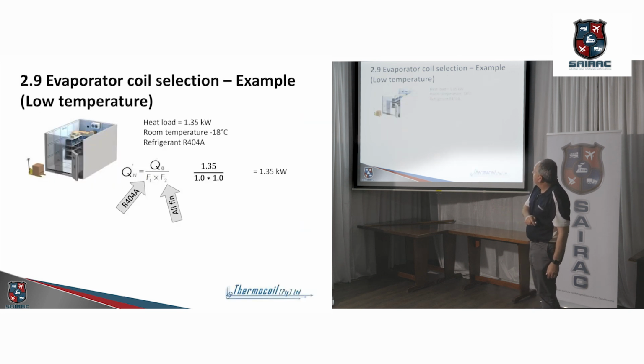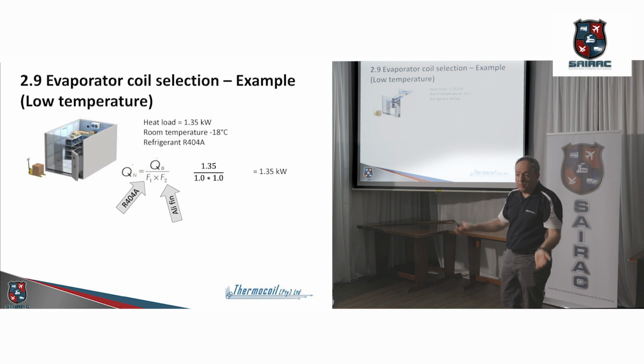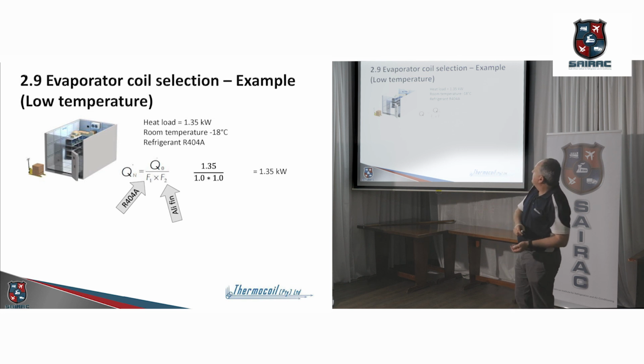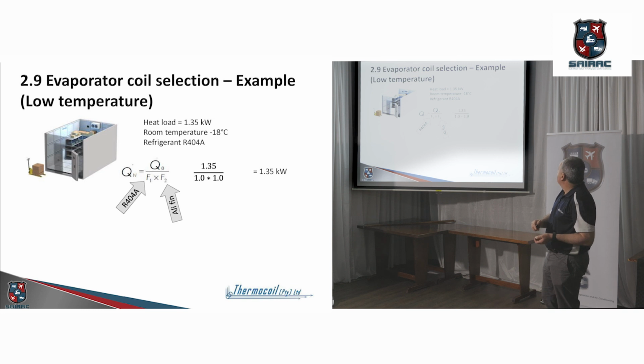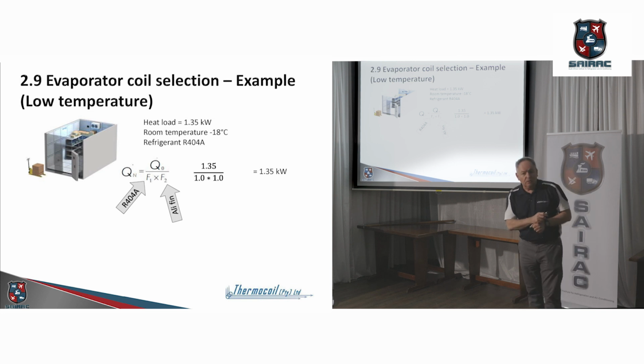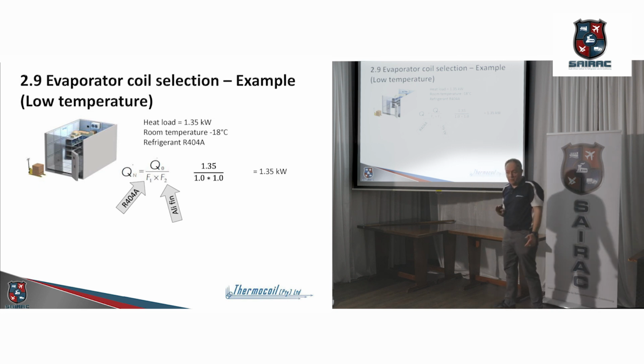Okay, there's a low temperature application, a freezer room, 1.35 kilowatt, maybe a bakery freezer. Every supermarket's got a bakery freezer. Okay, minus 18, refrigerant is 404. There's your formula again, 404, aluminium fin. Okay, there's your result, 1.35 kilowatt. So nothing changed. All right, but remember, the tables are developed for 404.